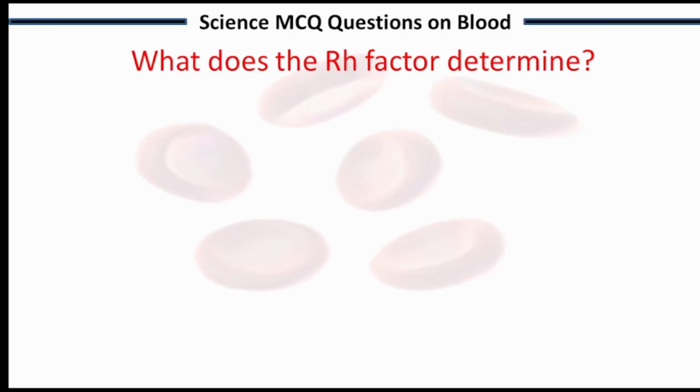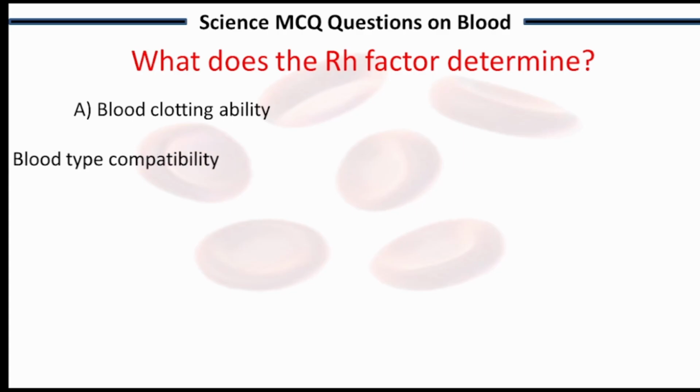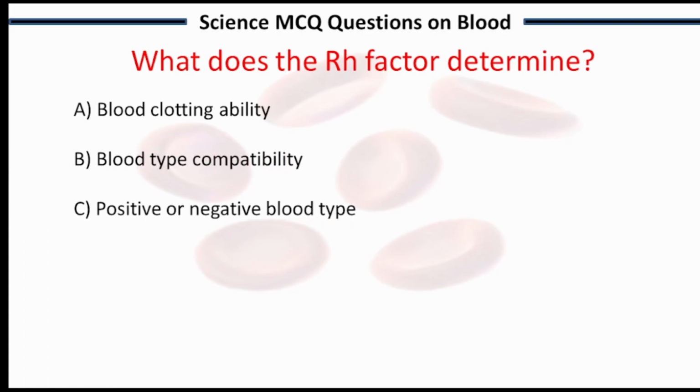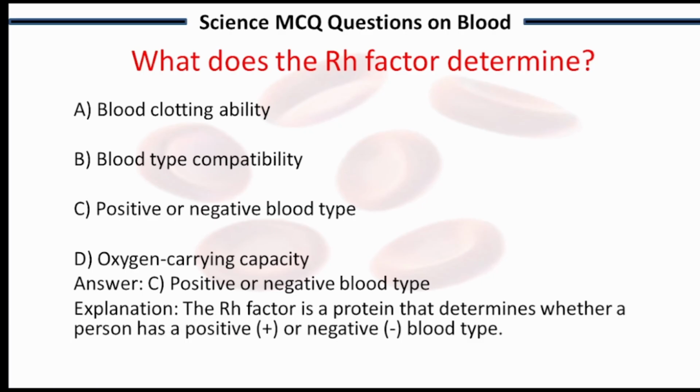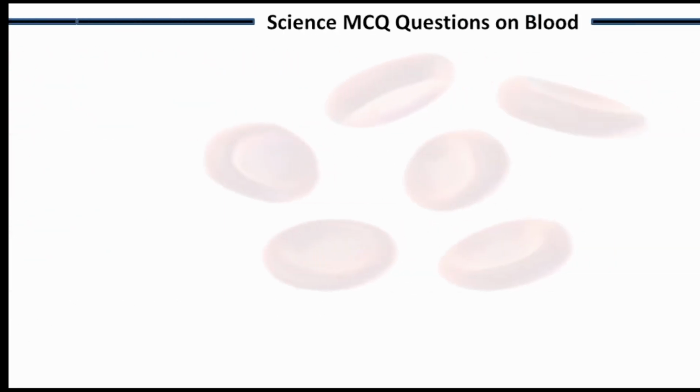What does the Rh factor determine? Option A, blood clotting ability, option B, blood type compatibility, option C, positive or negative blood type, option D, oxygen carrying capacity. Right answer is option C, positive or negative blood type. The Rh factor is a protein that determines whether a person has a positive or a negative blood type.